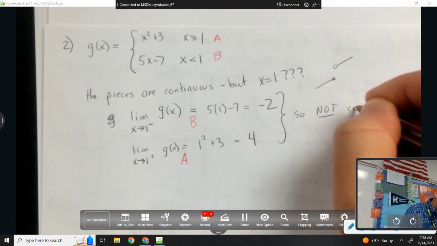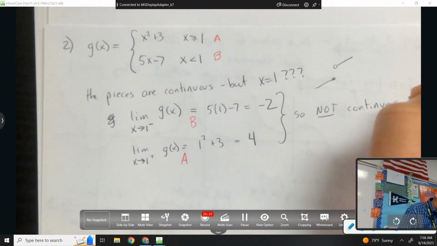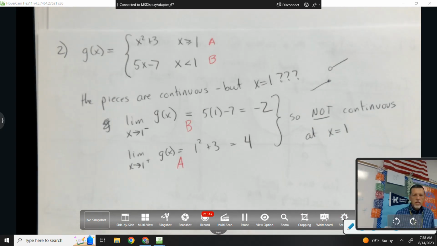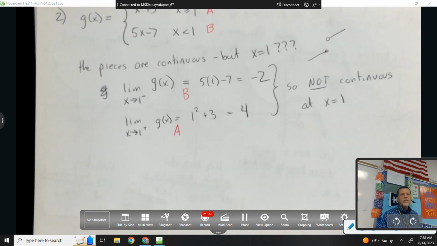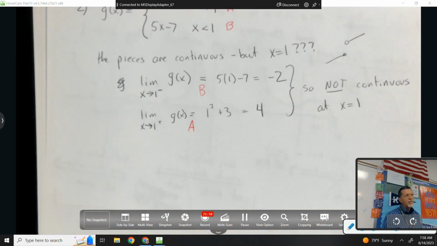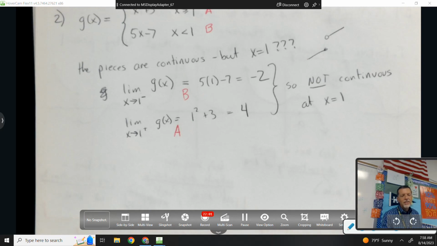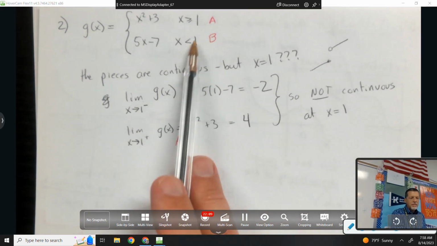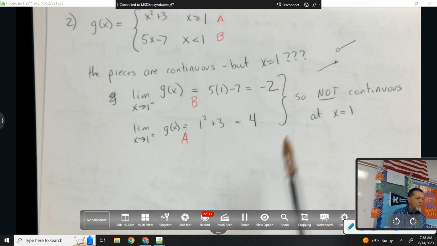So it's not continuous or discontinuous. But let's be more specific: not continuous at x equals 1. And by the way, we sort of did the technical version on that, right? Because we just showed that the left limit doesn't equal the right limit, so it's not continuous. So that is the technical definition there. We didn't even need to worry about f of 1 because it doesn't matter. It doesn't work.